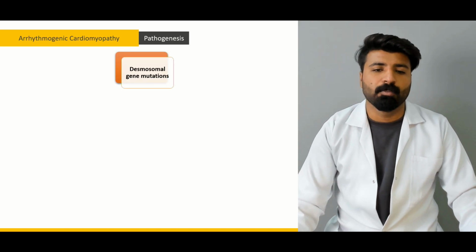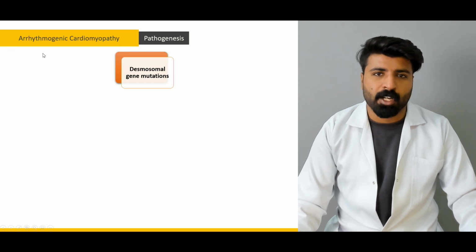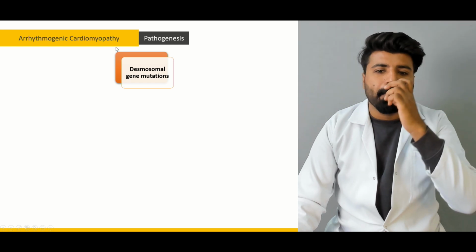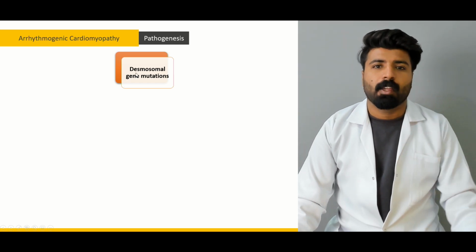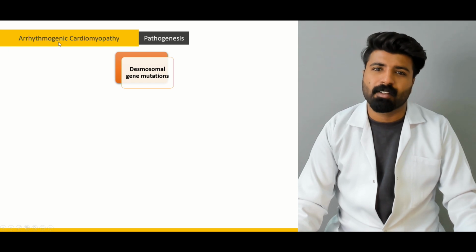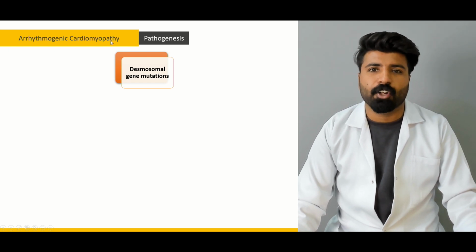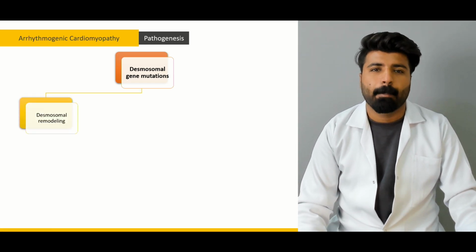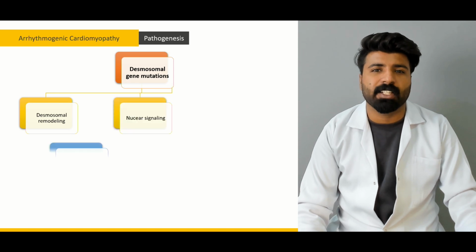Next on we have arrhythmogenic cardiomyopathy. Whenever the name arrhythmogenic cardiomyopathy comes in front of you, one thing that you have to remember is the desmosome. It's actually desmosomal gene mutation which leads to arrhythmogenic cardiomyopathy. The name gives it away: arrhythmogenic, it's going to cause arrhythmias. So the desmosomal gene mutations happen in arrhythmogenic cardiomyopathy, but it happens because of basically three reasons.